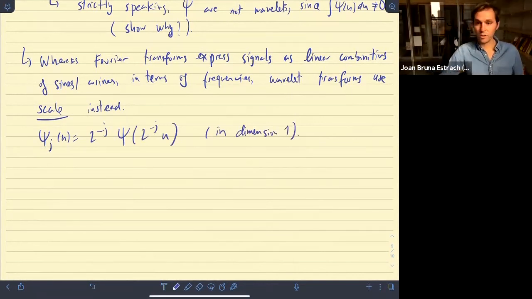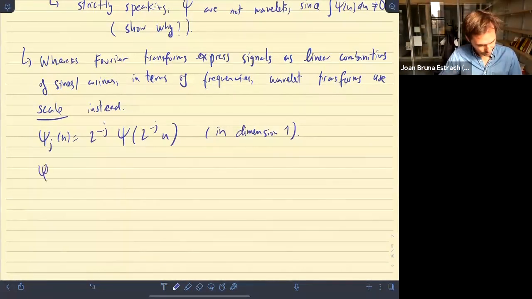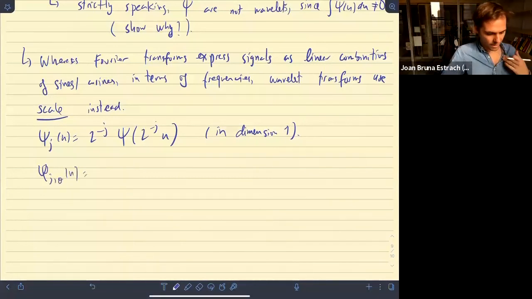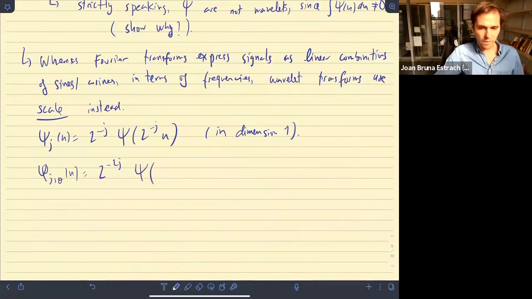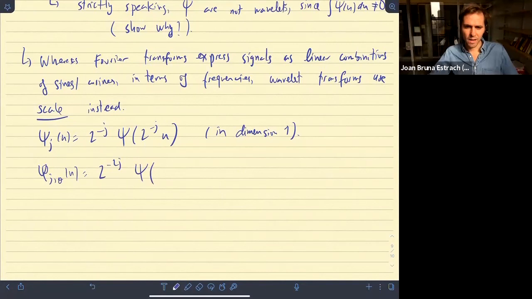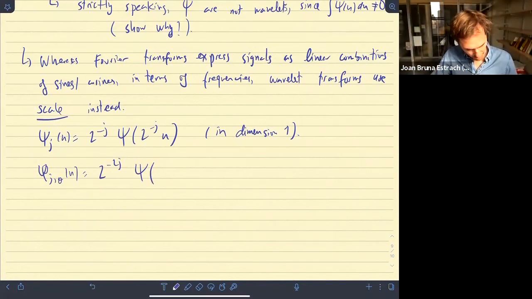If I have more dimensions, in 2 dimensions for example, I can define it by introducing a normalization, in terms of taking the model wavelet and applying a dilation and also a rotation. So I'm going to take my model wavelet and apply a rotation.